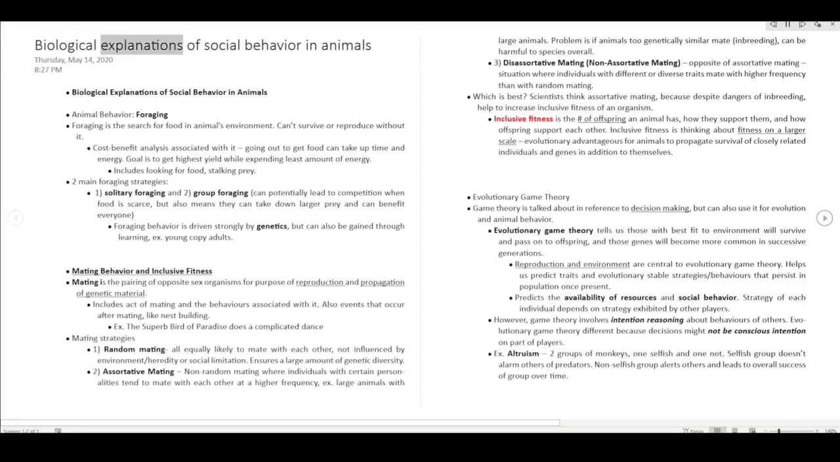Biological explanations of social behavior in animals. Thursday, May 14, 2020. 8:27 p.m. Biological explanations of social behavior in animals.